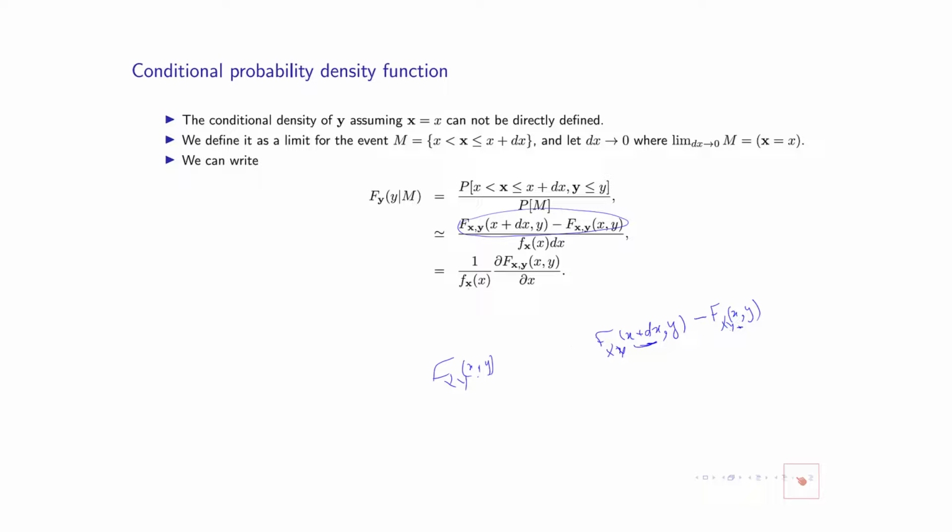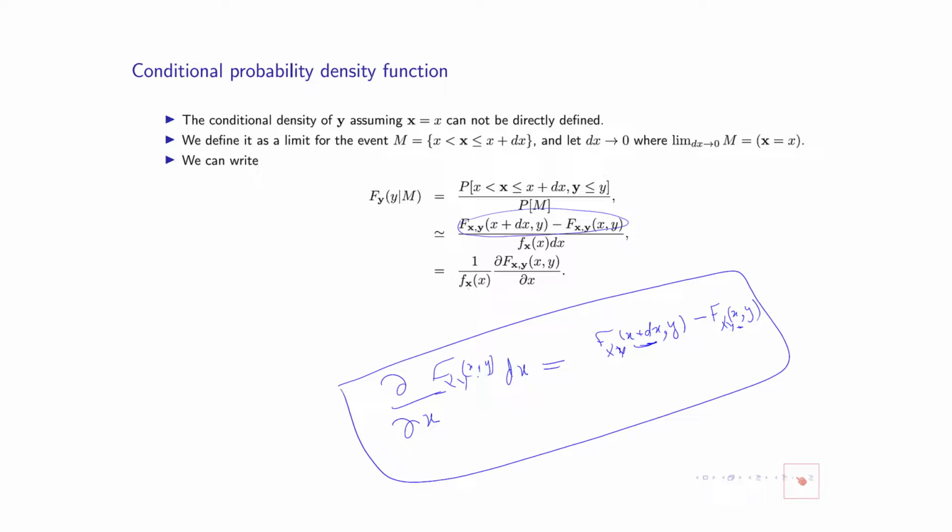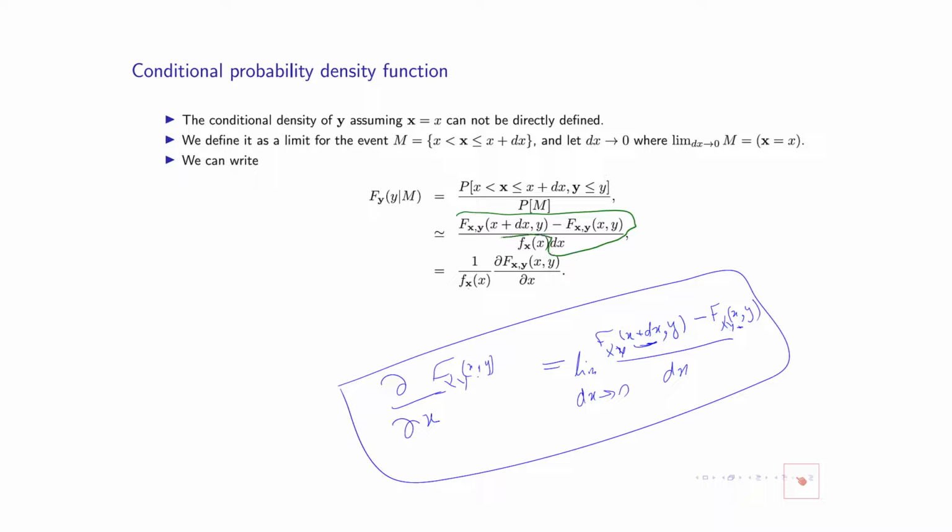So I could say that this is equal to the derivative of these with respect to x, times dx. This is an approximation for that. If you divide this by dx and take the limit as dx goes to 0, this is the definition of the partial derivative. So if dx goes to 0, the limit of this guy is this one. If you substitute that, you get that this is equal to this.